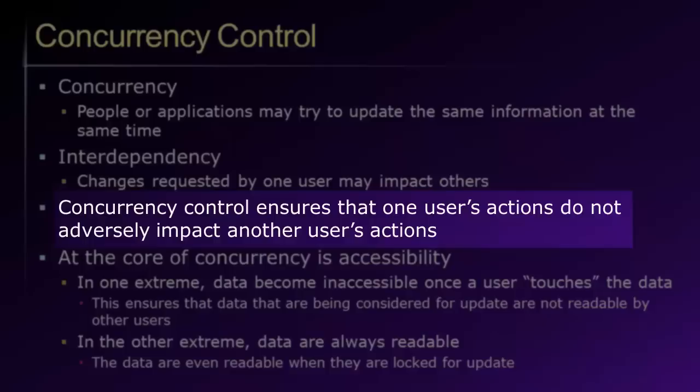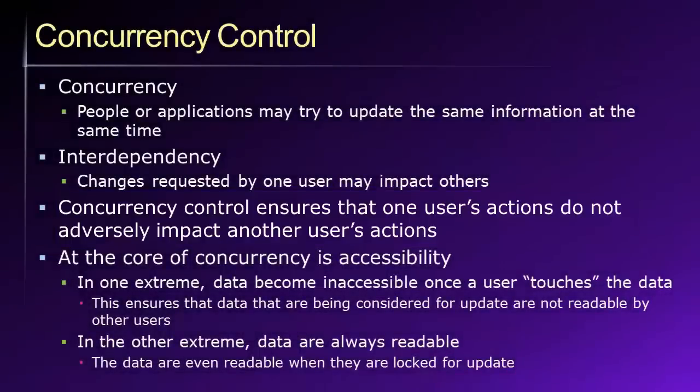Another way of saying that is we want to put a mechanism in place that will ensure that the quality, the reliability, the accuracy of the data remain intact despite the fact that many users might be trying to work with or modify those data at the same time. The primary challenge with concurrency control is balancing this need to maintain the quality of the data in the database with the need to provide accessibility to the data so that many users can efficiently use the database at the same time. Thus, we have a spectrum.